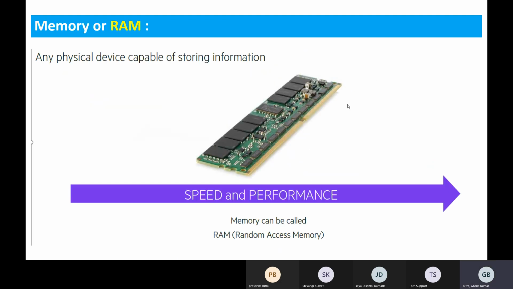And the memory, we can also call it RAM. It is any physical device capable of storing information. Normally it's temporary storage for our processor. And the RAM, we can measure in speed and performance. Memory can be called random access memory. And the types of memories, we have DDR1, DDR2, DDR3, and so on.